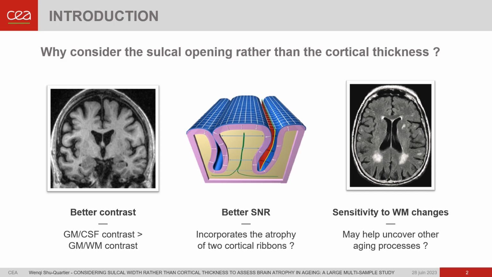On top of that, it is possible that sulcal openings may unveil some other aging process which is only present in the subcortical structure and not in the cortical thickness. For example, in the third image, we have the FLAIR MRI of a patient with extensive white matter hyperintensities, which are present in some gyri and appear only on FLAIR MRI and not on T1 weighted MRI, but it may influence the sulcal width of the neighboring sulci, but not the cortical thickness.